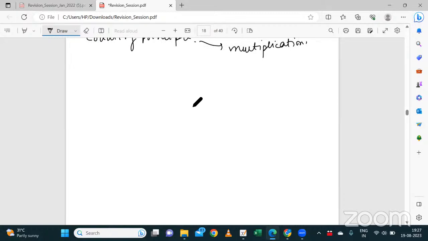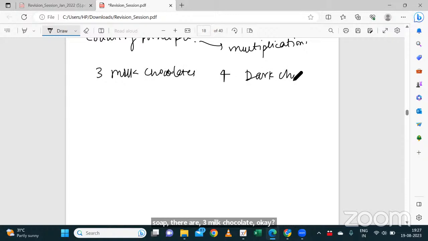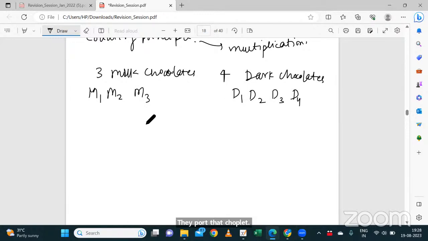Now, suppose you are going to a shop, and in that shop there are, let's say, 3 milk chocolates and 4 dark chocolates. Okay, these two things are there. Now, there is one scenario where you can purchase only one chocolate, either a milk chocolate or a dark chocolate. Tell me in how many ways you can purchase a chocolate? There are 3 milk chocolates, let's say M1, M2, M3, and 4 dark chocolates, let's say D1, D2, D3, D4. In how many ways can you purchase a chocolate?